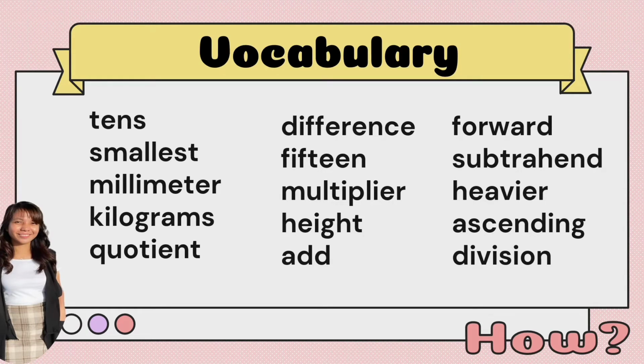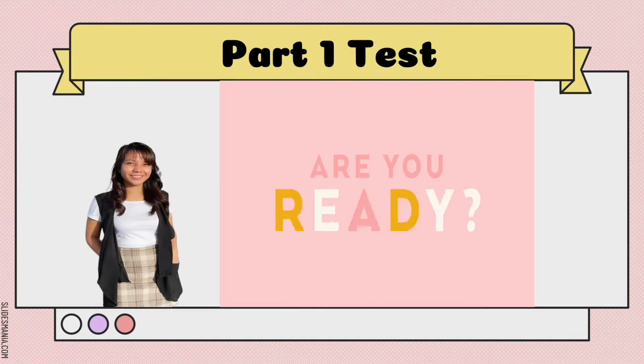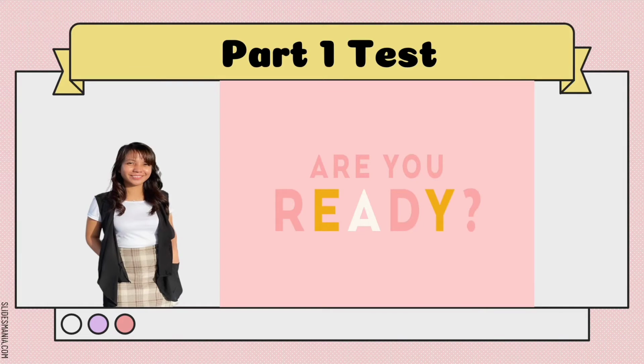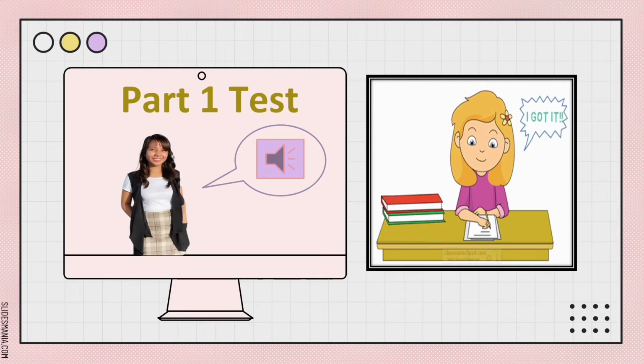Okay? So for the part 1 test, are you ready? Okay. Prepare your paper, please. I mean your test paper. Okay, now for number 1. Tens. Encircle the word tens. Number 2. Smallest.